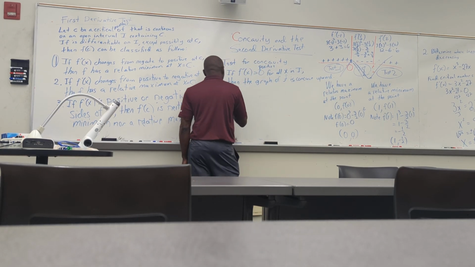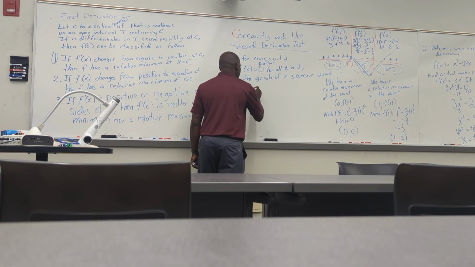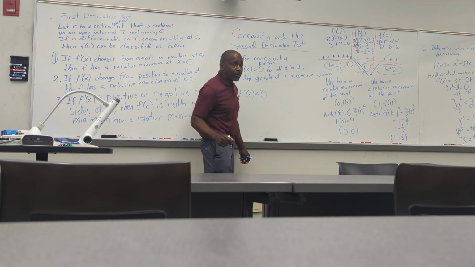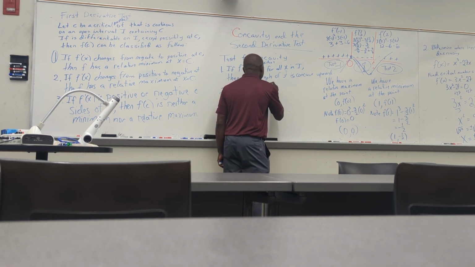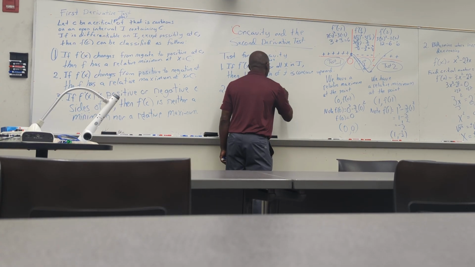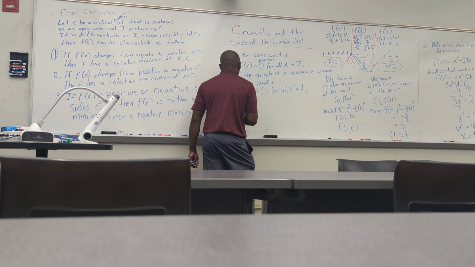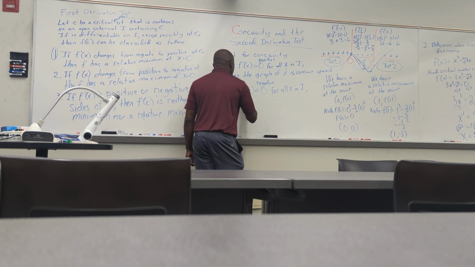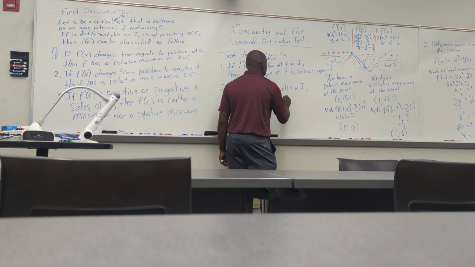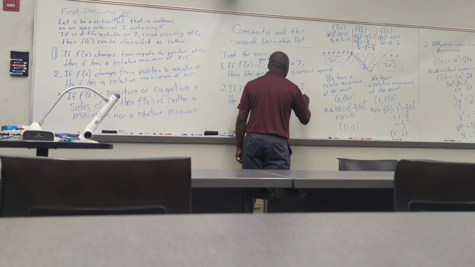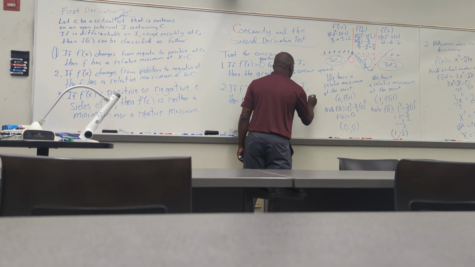And if f double prime of x is less than 0, what does that mean, less than 0? Yeah. Negative. For all x in I, then the graph of f is concave downward.